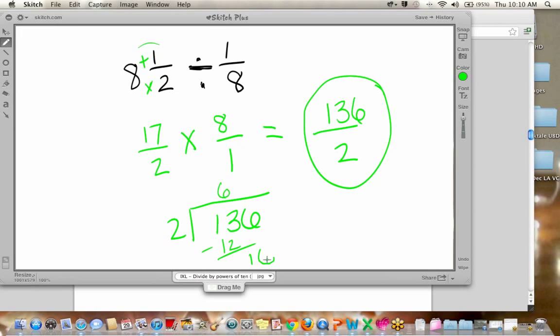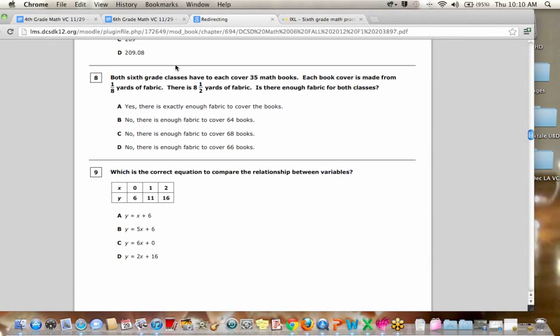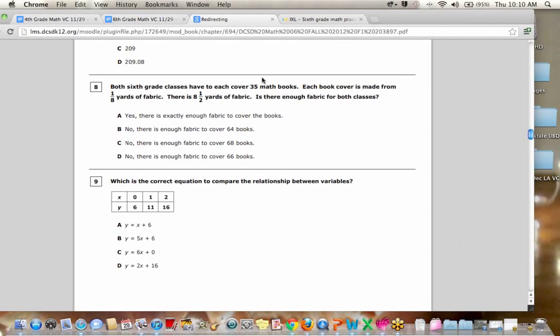Perfect. And I'm just showing everybody. Yay! It's a simple 68. So I have enough to cover 68 books. Oh, bummer. So your answer would be C. No, there's enough fabric to cover only 68 books. All right. And we, obviously, 35 plus 35 is 70. So, nope, didn't have enough.